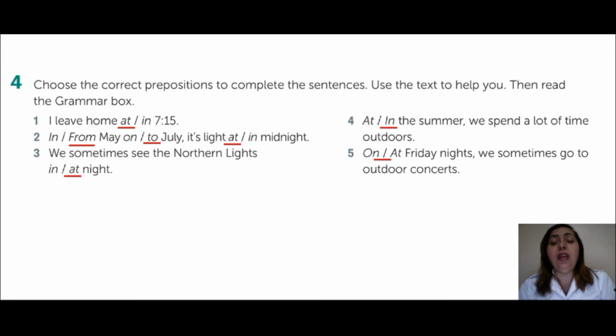And number 5, we have Friday nights. Do we use on or at? Remember, when we talk about days, all right, periods of days, we use the preposition on. On Friday nights, we sometimes go to outdoor concerts.